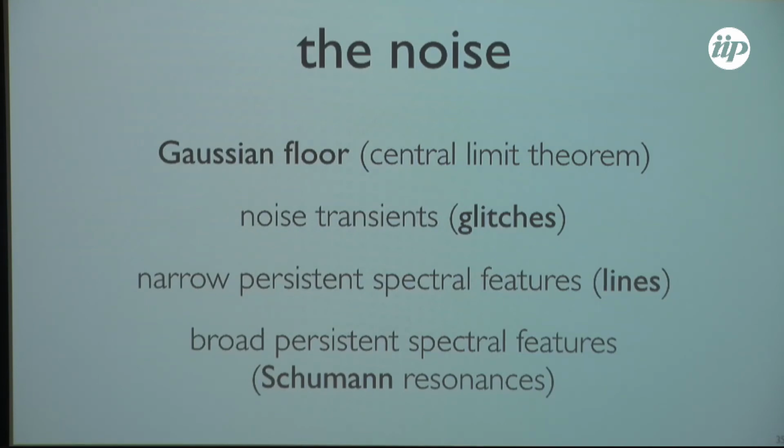We have mainly this Gaussian noise floor, which is assumed to be largely stationary, although it evolves slowly with time. But on top of that, we have these glitches that appear for a short time with some particular spectral shape. We have narrow, persistent spectral features, these lines.